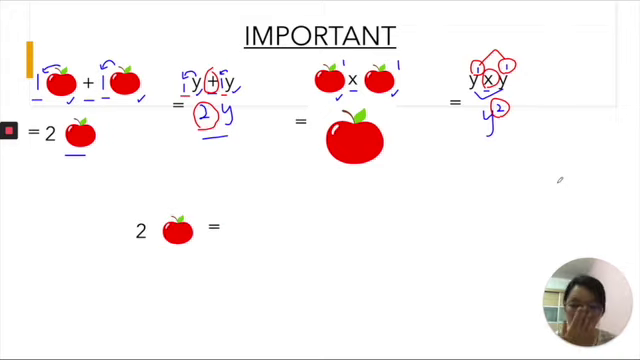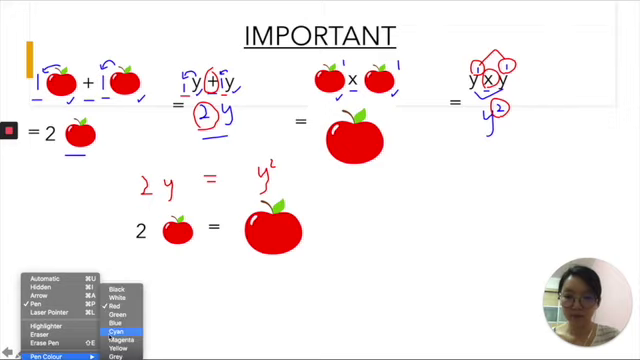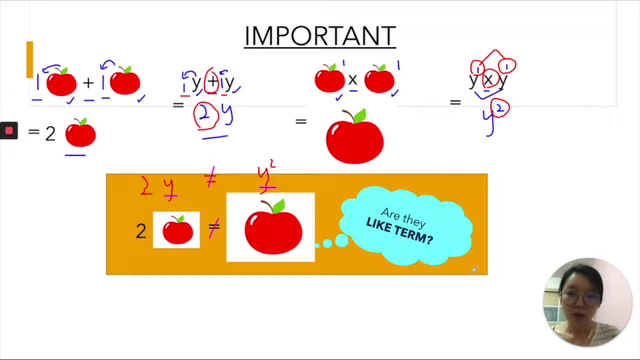Let's check. If I have 2 apples, is it the same with the big apple? Is 2y the same with y square? Think. There's y here. There's y square here. No, they are not the same. They are not like terms.